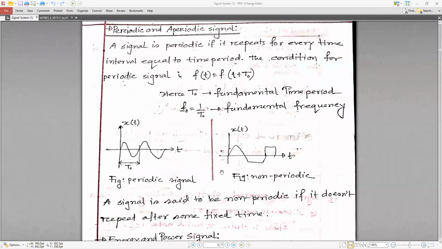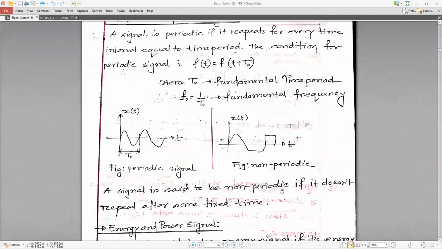Okay, another kind of signal, periodic and aperiodic. A signal is periodic if it repeats for every time interval equal to the time period. The condition for the periodic signal is f(t plus T naught), where T naught is the fundamental time period, and F naught is equal to 1 by T naught, the fundamental frequency. See, a normal sinusoidal signal is a periodic signal because after some time it will repeat. That is the periodic signal.